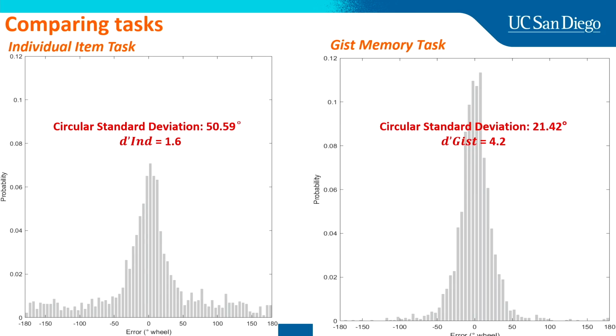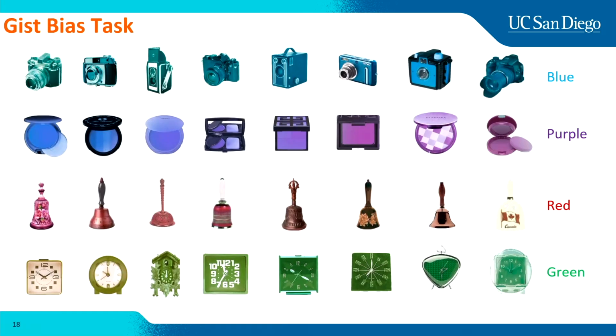Here is the comparison of memory distributions from both tasks. As you can see, the ensemble, or what we call gist memory, tends to be more robust than the memory for individual items, which is reflected by the higher d-prime and lower circular standard deviation. So now I have explained task 1 and task 2. Next, I will describe the task we use to measure gist bias in memory.